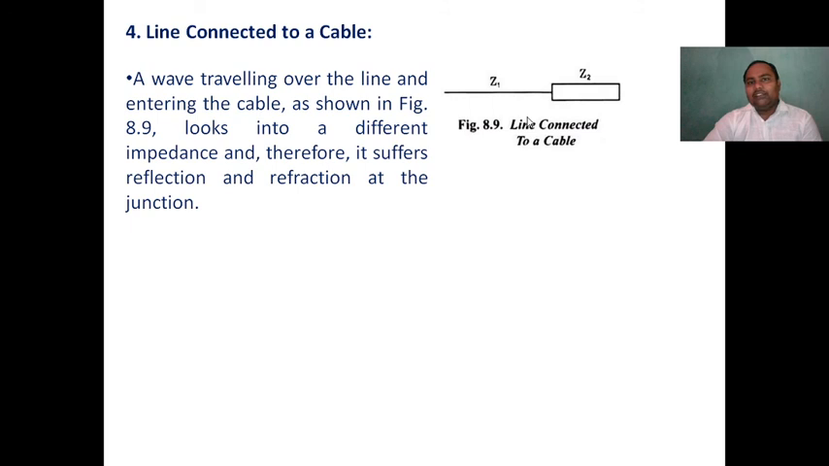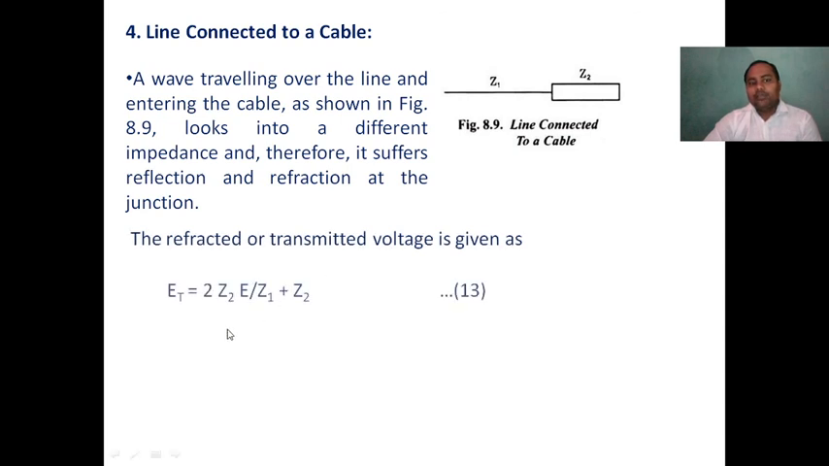Which is called reflection? The wave through the cable is a refraction. The wave reflected back is a reflection. The wave traveling through the cable is a refraction; the wave that comes back to the line is a reflection. The refracted and transmitted voltage is given as 2 Z2 E by Z1 plus Z2. How can we get the transmitted voltage as 2 Z2 E by Z1 plus Z2?